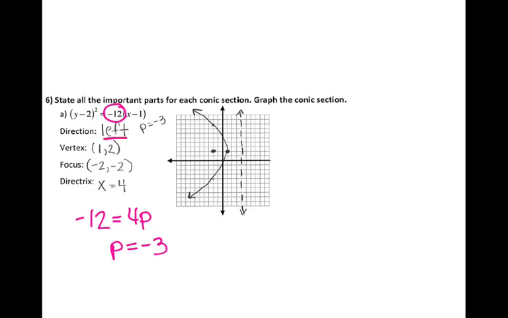For my vertex, I'm going to take my x coordinate from my x parenthesis, y coordinate from my y parenthesis, but just make sure you take the opposite. So my vertex is at 1, 2. So I can go ahead and plot my vertex at 1, 2.